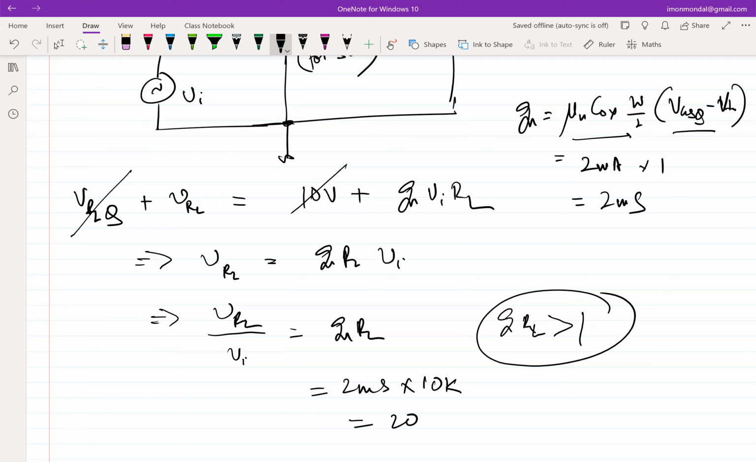Basically, we have to take an assumption, and if it is in saturation, then we're getting an amplifier.